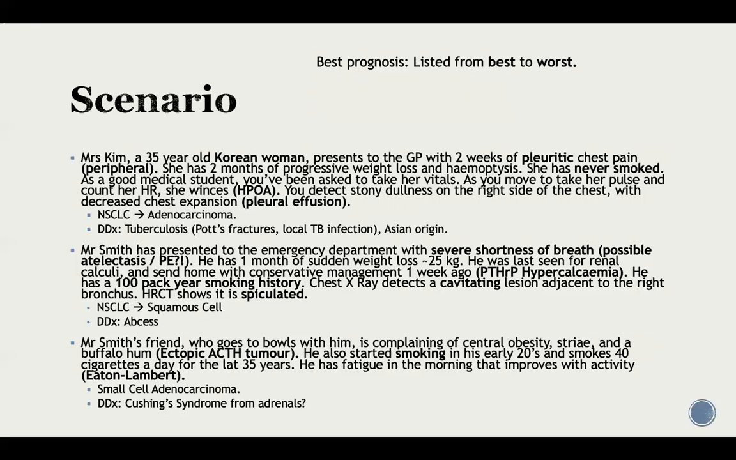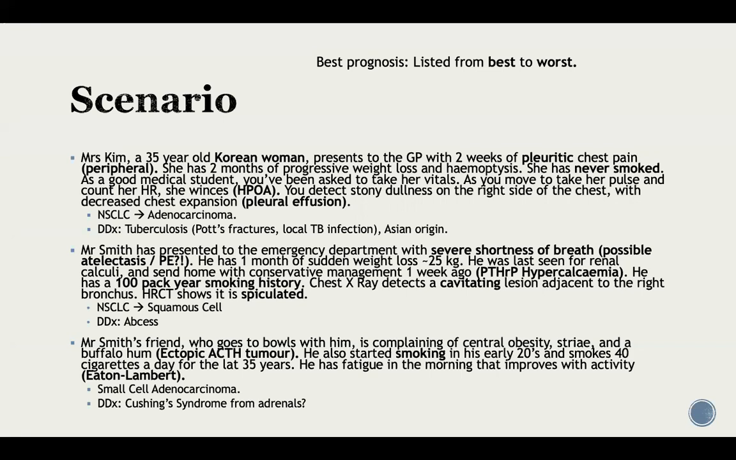Differentials are tuberculosis, especially because she's Asian. In terms of the other one, you're thinking sudden shortness of breath, so you're thinking it could be a PE, which is a hypercoagulable state. You're seeing weight loss, systemic symptoms. He had renal calculi, so he's got stones. And then he's got a cavitating lesion near the right bronchus, which is like bronchogenic adenocarcinoma in some questions. And spiculated lesion. So it's definitely cancer and it's probably squamous cell.